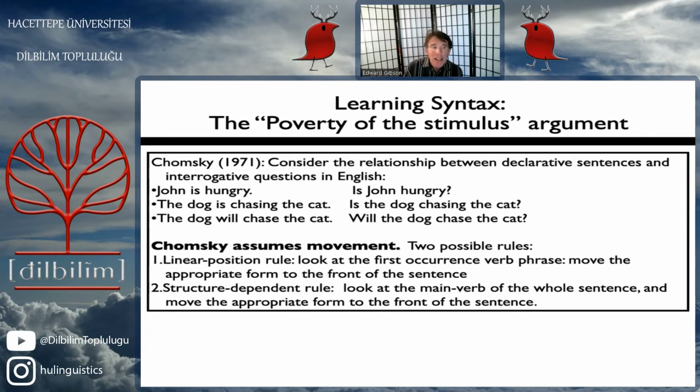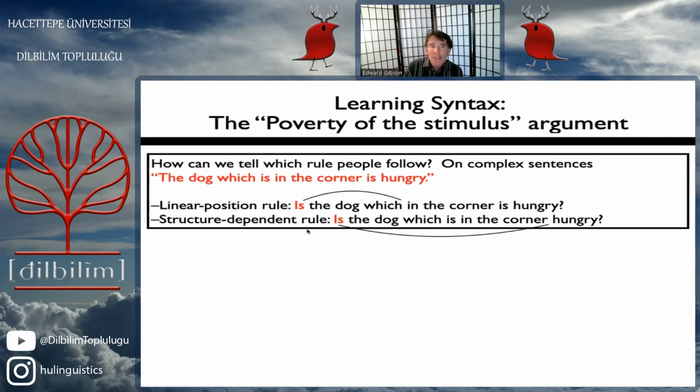And that's wrong, and you can show that that one's wrong. What he did in this 71 paper was say, look at these more complicated sentences, like the dog which is in the corner is hungry. How do you make a question out of that? Do people say, is the dog which is in the corner hungry? The structure dependent rule? Yes, that's what people do. Or do they do this other one, linear position? Is the dog which in the corner is hungry? No one says that. That's crazy and impossible. And even if you ask a kid to do this experiment, they don't do that either.